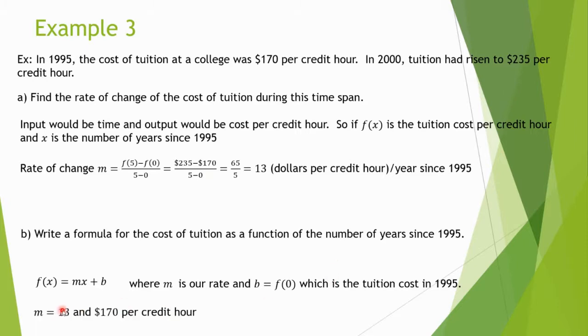So we have m is 13, and b should be this thing. I don't know why the b is not there, but basically, we end up with this. Again, 13, that's our rate of change. That's what m is. And because our input is the number of years or time since 1995, 1995 would be regarded as time 0, or x when x is 0. And that's why b is 170. That's the initial value. So that's this example here.